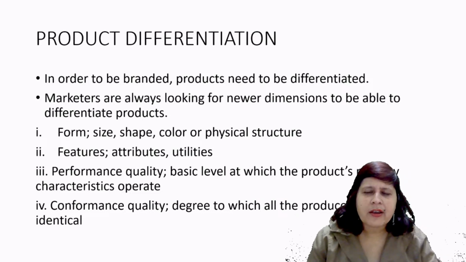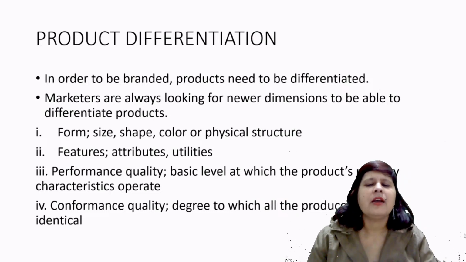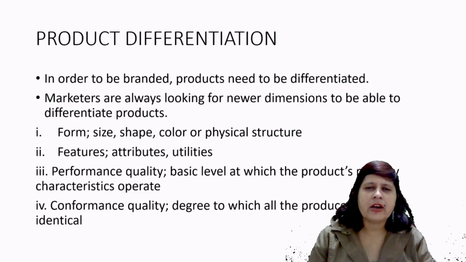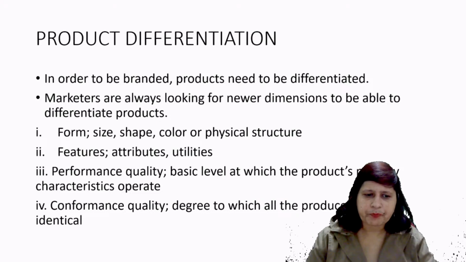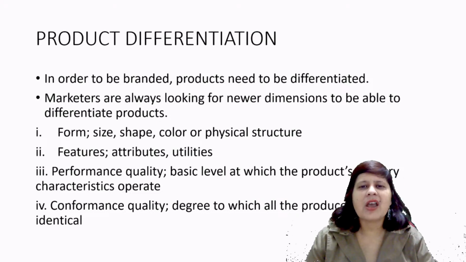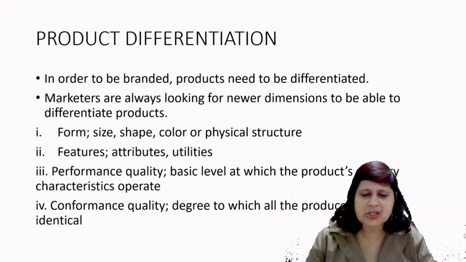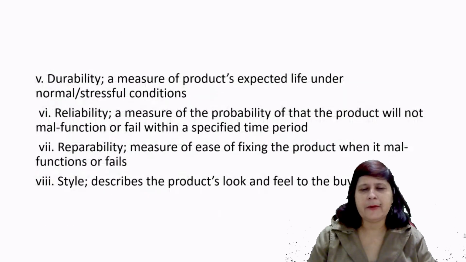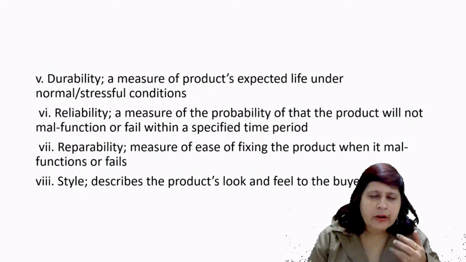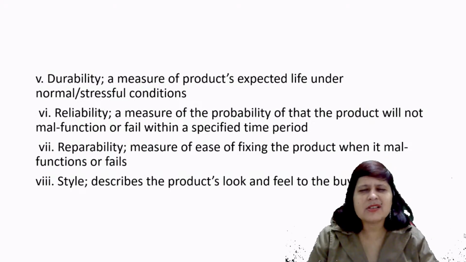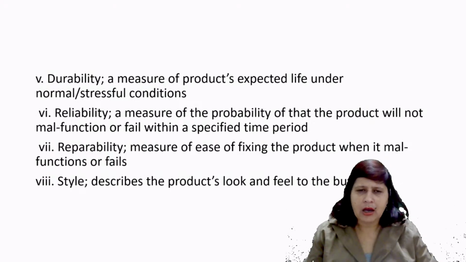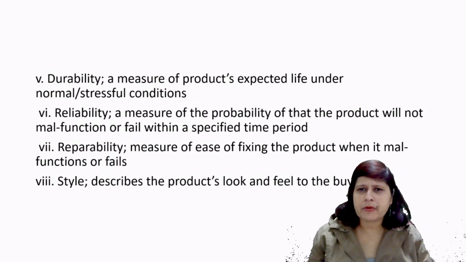So if you want your product to be branded, it should be differentiated. It should be differentiated on the basis of form, size, shape, color or physical structure, on the basis of attributes and utilities, features, performance quality, or the conformance quality, right? And you can differentiate on the basis of durability. What is the expected life of the product under normal or distressful conditions? What is the durability? On the basis of durability, you can differentiate your product.